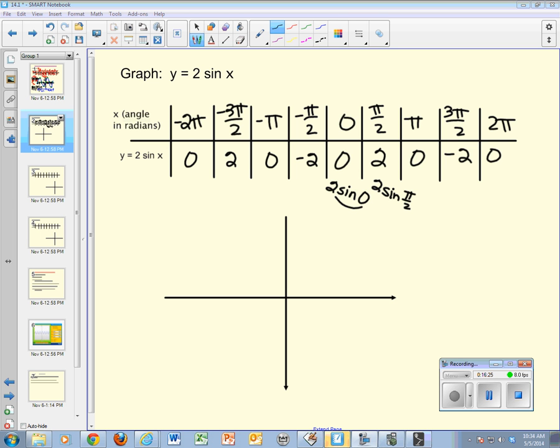Nope, when it's negative, you still multiply it by 2. So, for example, this one would be 2 times the sine of negative 3 pi over 2. So you'd find that. Sine of negative 3 pi over 2 would be 1. And then you multiply that by 2.